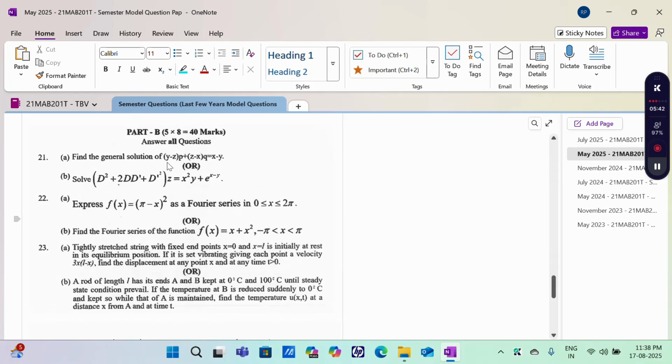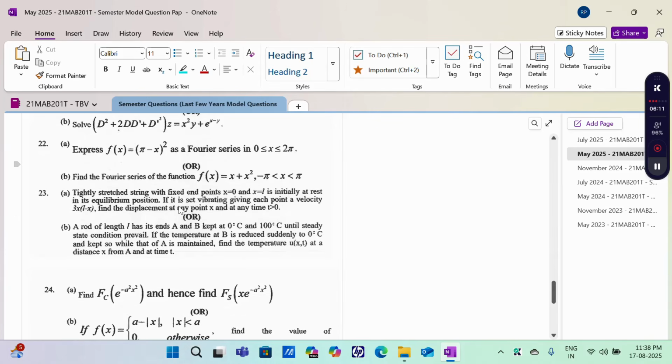So part B, 21A or 21B. The first one is Lagrange's linear equation, multiplier method. Now our choices: right hand side e power ax plus by, and x power m y power n. So type 1, type 3. And then 22a, 22b. So 22a is nothing but range 0 to 2 pi, the function of x is given, and then minus pi to pi, the function of x given to find the value.